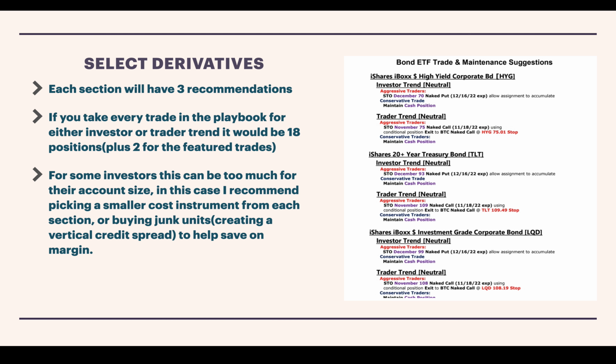So like I said, each section here has 3 recommendations. If you took every single trade in the playbook, if you picked investor or trader trend, it'd be 18 positions if you were aggressive, right? And you took trades in all of them. For some investors, that can be too much, and we'll see that a lot. In this case, I recommend picking a smaller cost instrument from each section, or just buying long units and creating a vertical credit spread to help save on margin.